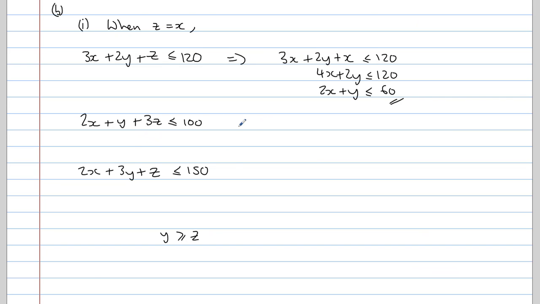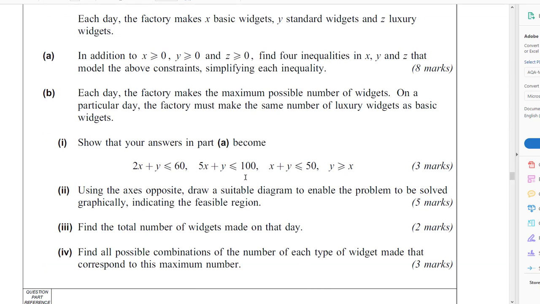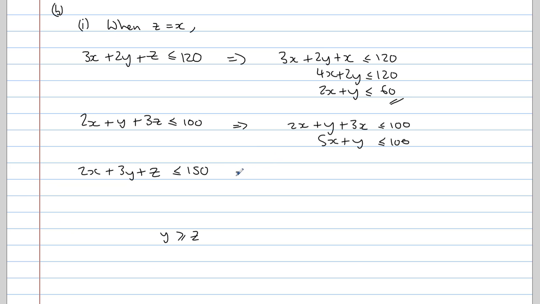For the next one, we get 2x plus y plus 3x, and that must be less than or equal to 100. Simplifying gives us 5x plus y on the left, and that's the same as the second constraint here. For the third one, we get 2x plus 3y plus x, and that simplifies to 3x plus 3y is less than or equal to 150, and dividing by 3 gives us x plus y is less than or equal to 50.